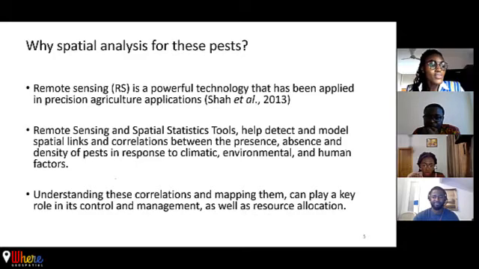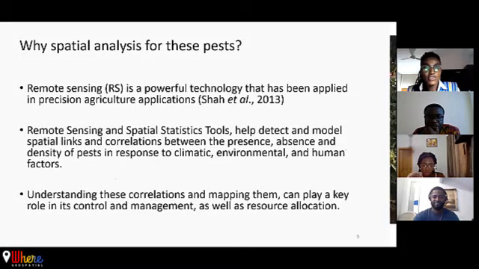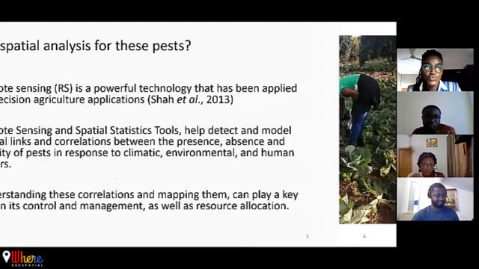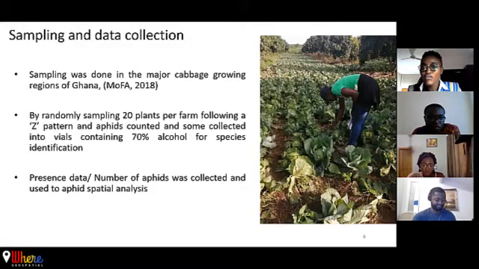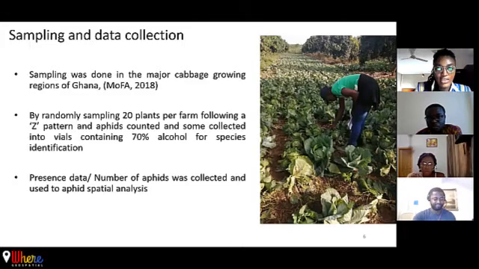And so to understand this for these particular aphids, we did sampling for this particular species in the major cabbage producing regions in Ghana. The next slide is going to show us a map for the different regions that we actually sampled. We sampled from 20 plants in each farm and collected the colonies. As we saw in the earlier pictures, we had the green ones for the Lipaphis, and then we had the pink ones for the Myzus persicae. So we took them back and then confirmed the identification.